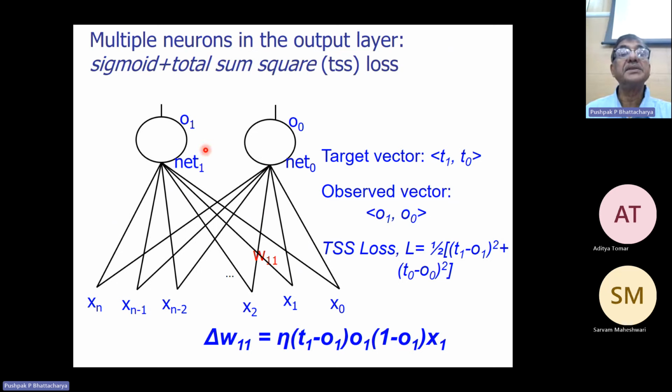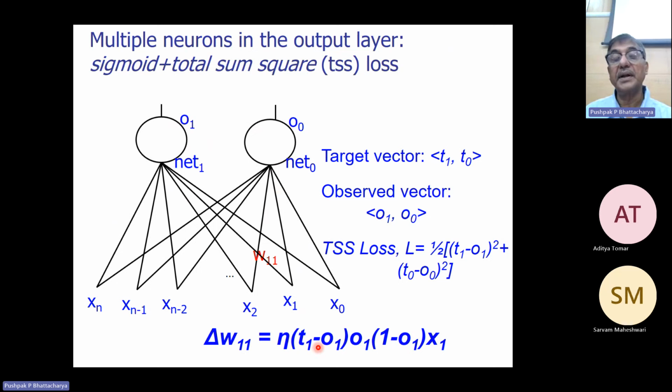Now, in the case of total sum square loss, there is no mutual dependence between the neurons. No output depends on the input or output of other neurons. Error depends on all the outputs, but the output from a neuron does not depend on the net input of any other neuron. The neurons are independent of each other. So that's why this weight change rule is applicable to all neurons where there is no hidden layer.